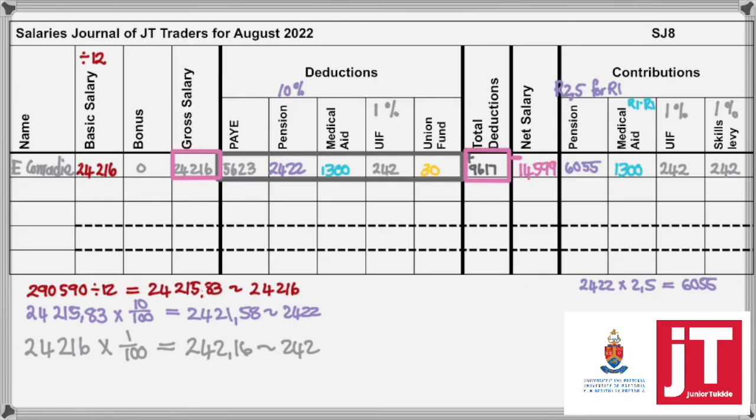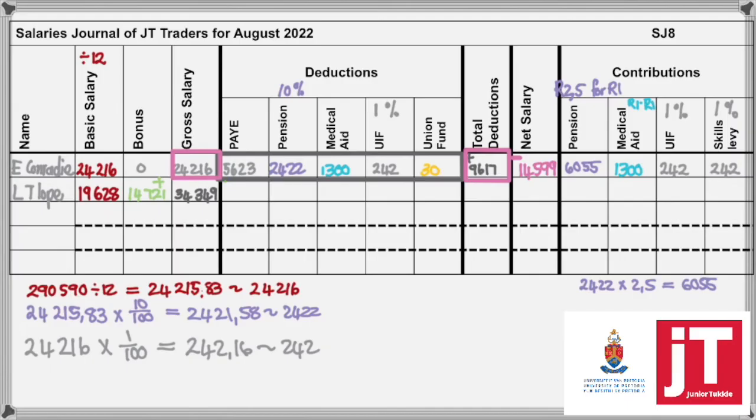Now we do the same for the next person. So Klope has a basic salary of 19,628 Rand after we've divided his yearly salary by 12. He also received a bonus. So that's 75% of his basic salary. How did we get the 14,721 Rand? It's 75% of the 19,628 Rand. And you add it together to get the 34,349 Rand for total gross salary.